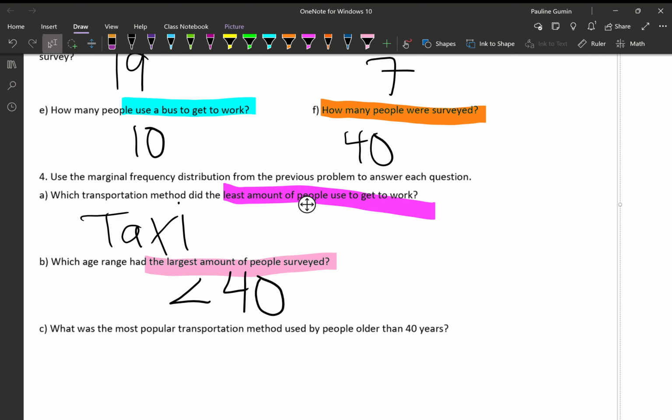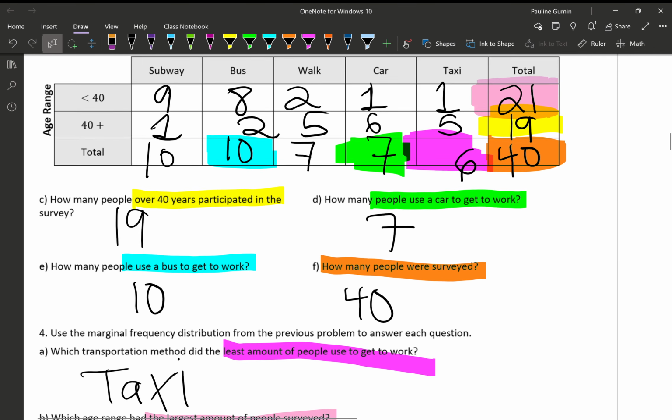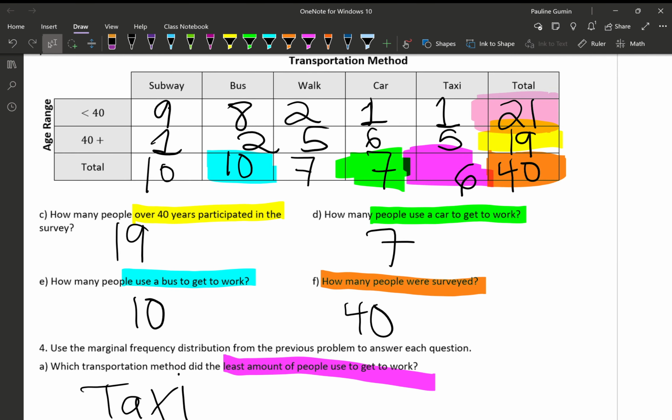And lastly, letter C. What was the most popular transportation method used by people older than 40? Let's change colors. Most popular, older than 40. Okay, so let's find the older than 40. That's the second row. The most popular, that's the highest number. That's our car.